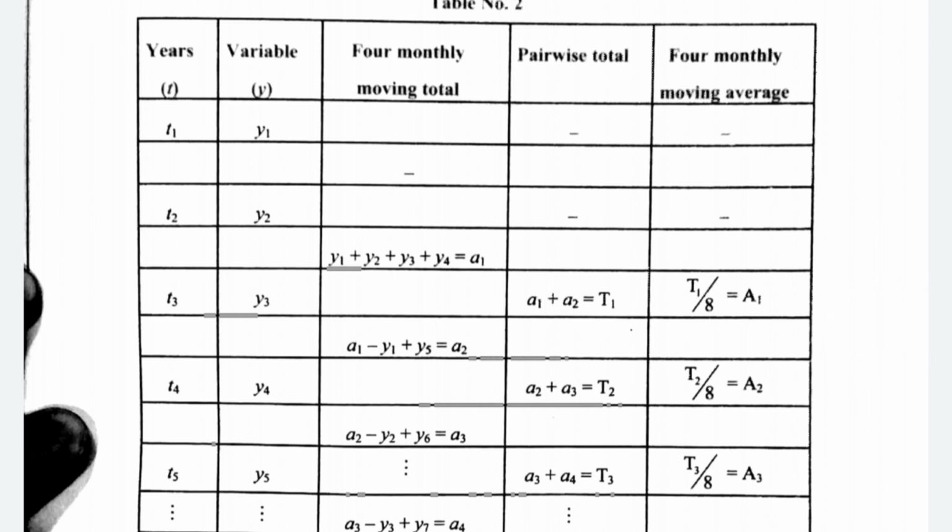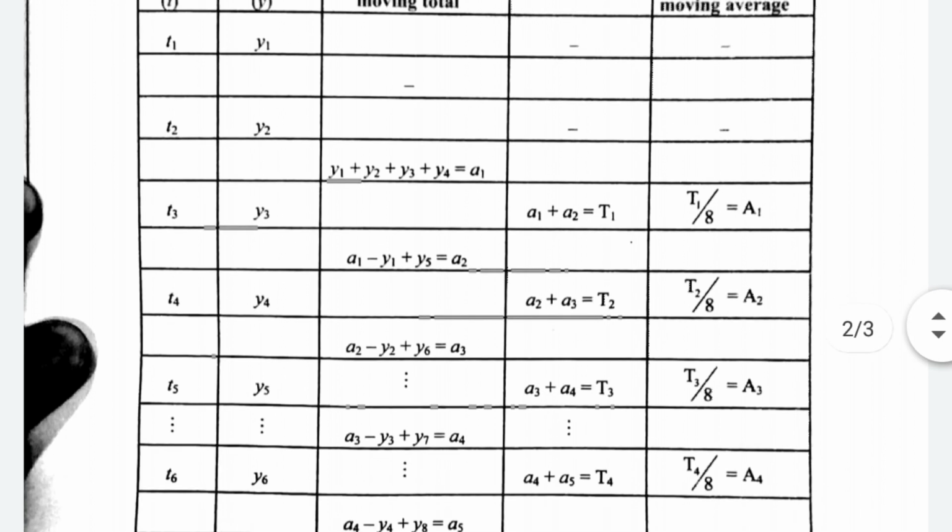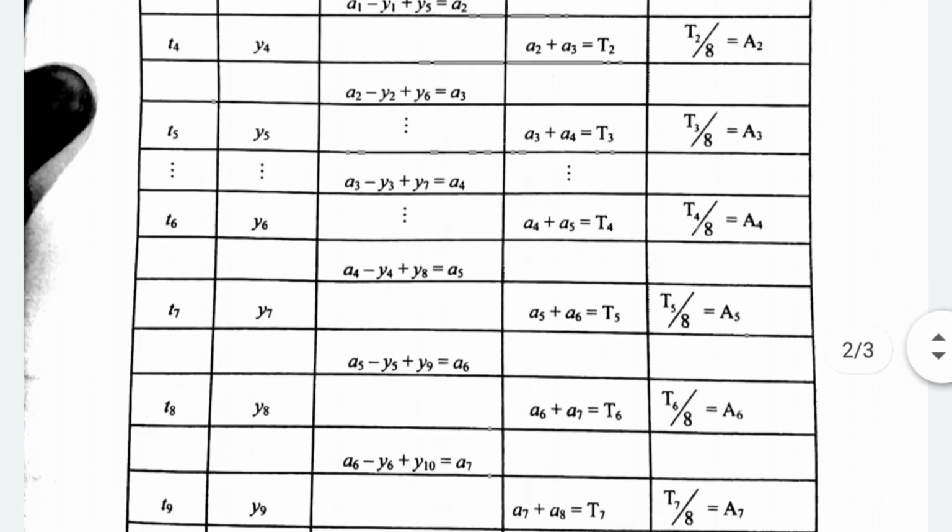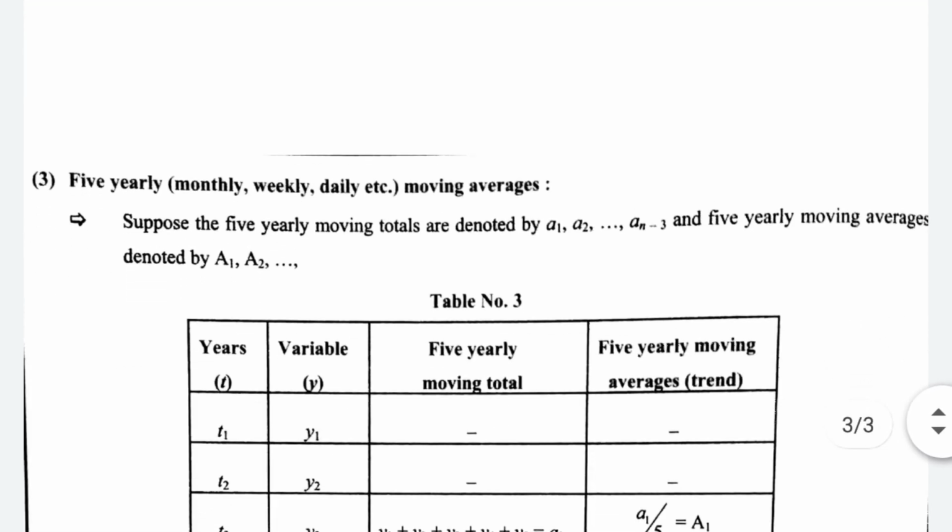In the next column, as the heading you got to write 4 yearly moving average. The answer of T1 you got to divide by 8, because that is the summation of the totals, 4 plus 4, 8. So you got to divide T1 by 8, and you'll get A1. Same way T2 by 8, all the numbers you got to divide by 8. Okay. Now the 5 yearly moving average.